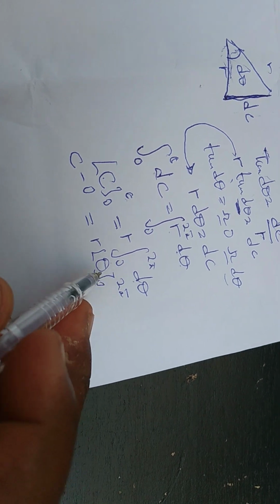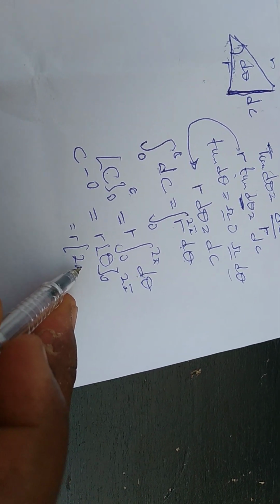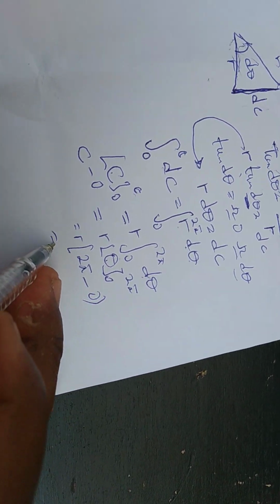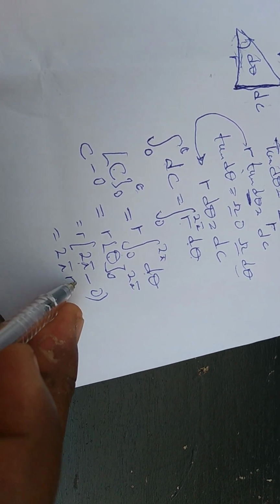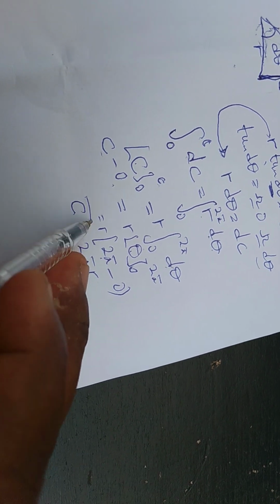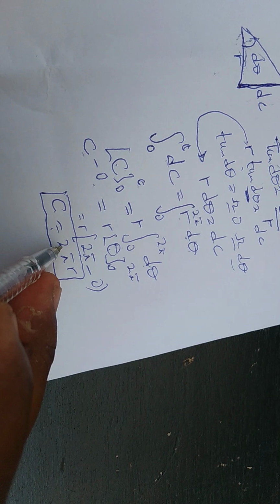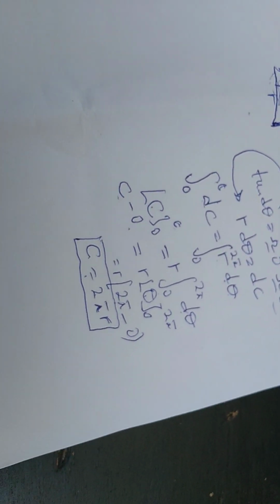Substituting each of the limits inside this bracket, I have r times the bracket 2 pi minus 0. So 2 pi minus 0 is 2 pi, and 2 pi times r is 2 pi r. And C minus 0, the circumference, is C. So this is the circumference of a circle: the circumference of the circle is given as 2 times pi times the radius of the circle.